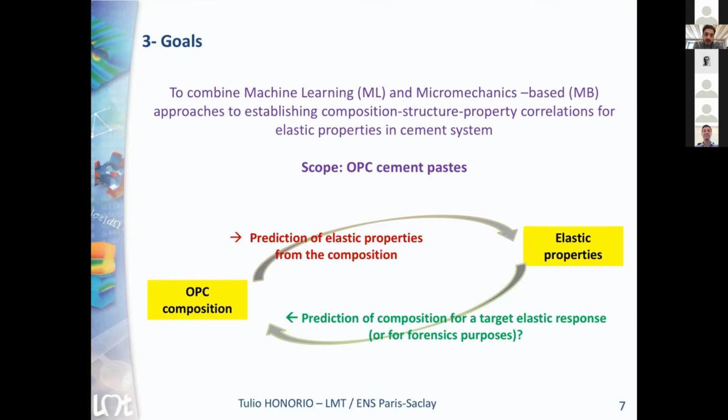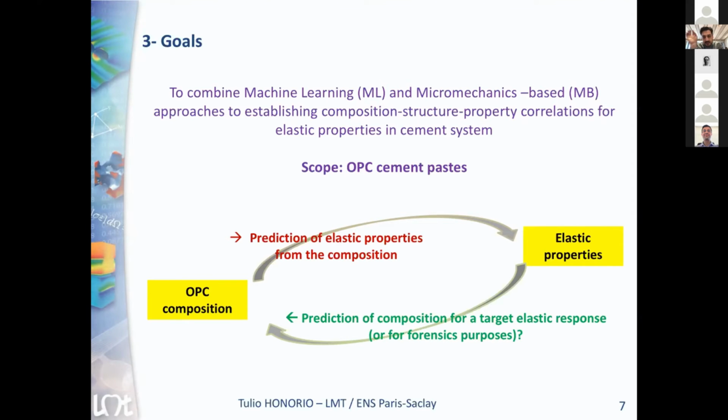Here we focus on elastic properties on very simple systems, also ordinary Portland cement pastes, because it's a simple system. If we know how to use this strategy for these simple systems, then you can build confidence and try to extend to other more complex and relevant cement systems. So the idea is first to predict the elastic properties from the composition. From the composition, we predict the elastic properties, and then try to see if you can do the reverse path.